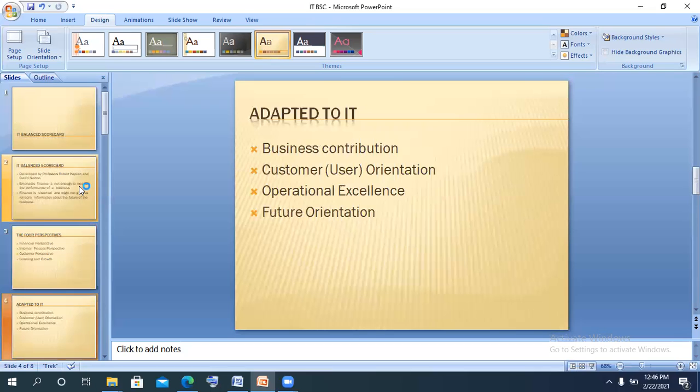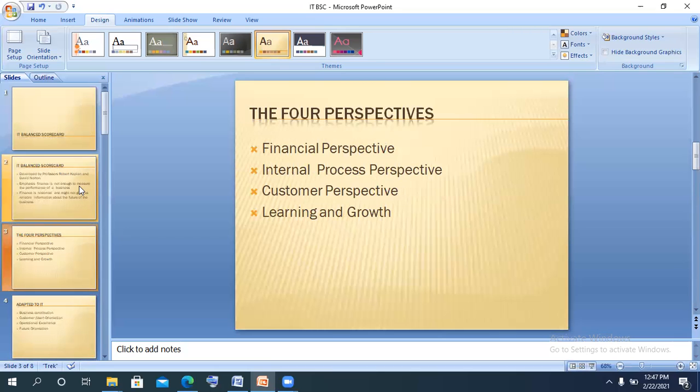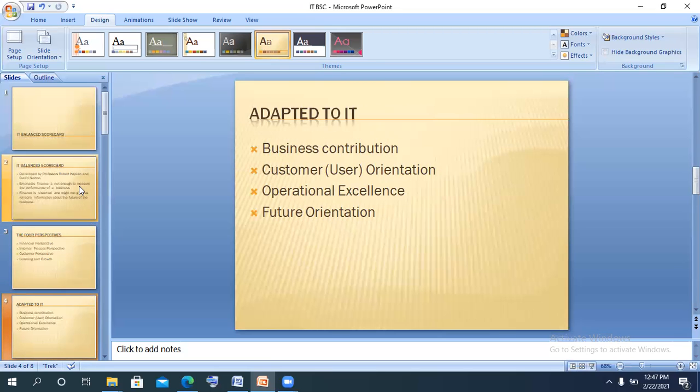Then some guys later came along the line and adapted it to IT. Okay, this is so good that we can actually adapt it to virtually anything, any aspect of the business. We can adapt it to audit, we can adapt it to logistics and so on. So some guys came around and they adapted the balanced scorecard to IT. So they now came up with a business contribution. So instead of the financial perspective, we have business contribution.